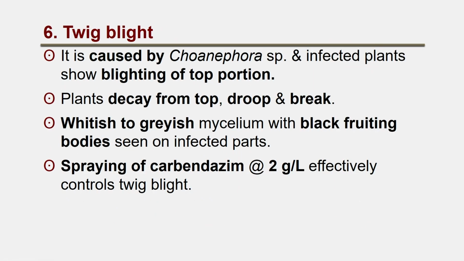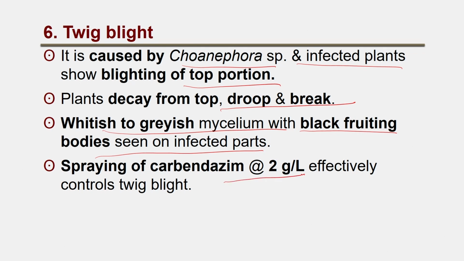Now, twig blight is another kind of blight caused by Colletotrichum species, and infected plants show blighting of top portion. Plants decay from top, droop, and they can also break. Whitish to grayish mycelium with black fruiting body is seen on infected parts. Spraying of carbendazim at the rate of 2 gram per liter effectively controls twig blight. So these kinds of blights can be controlled by spraying carbendazim, which is also known as Bavistin. It is a systemic fungicide and quite effective against many fungal diseases.